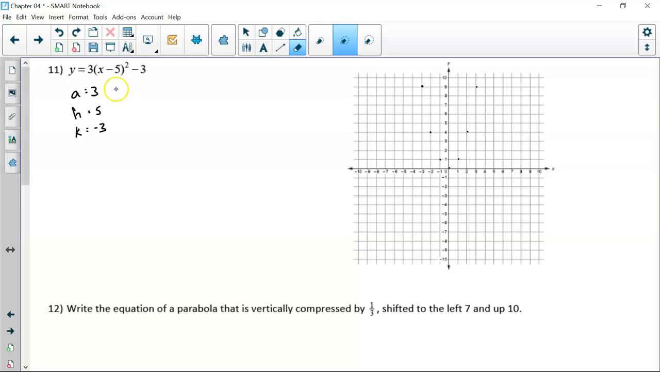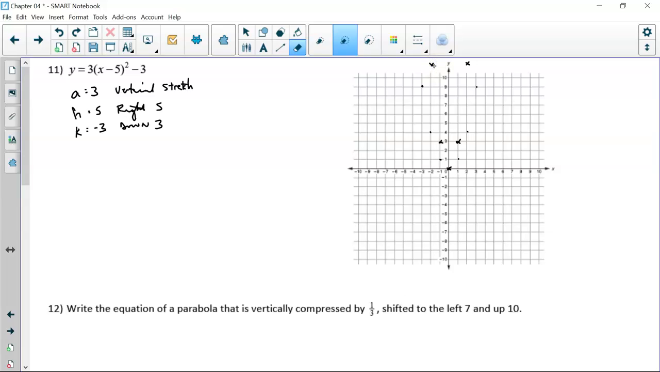So what we have here is a vertical stretch. And we're going to go to the right 5. And then we're going to go down 3. So for the vertical stretch, we're going to multiply our y value, the output, by 3. 0 times 3 is 0. 1 times 3 is 3. Same thing here. 4 times 3 is 12, so it's off the graph. I'm not even going to worry about the other points.